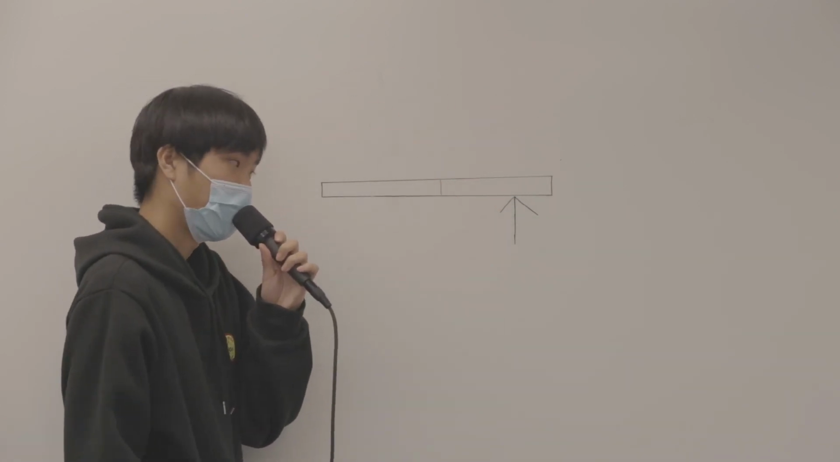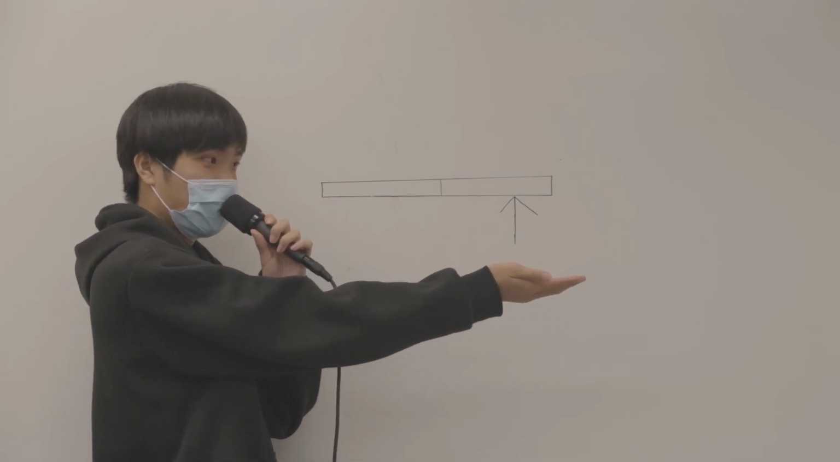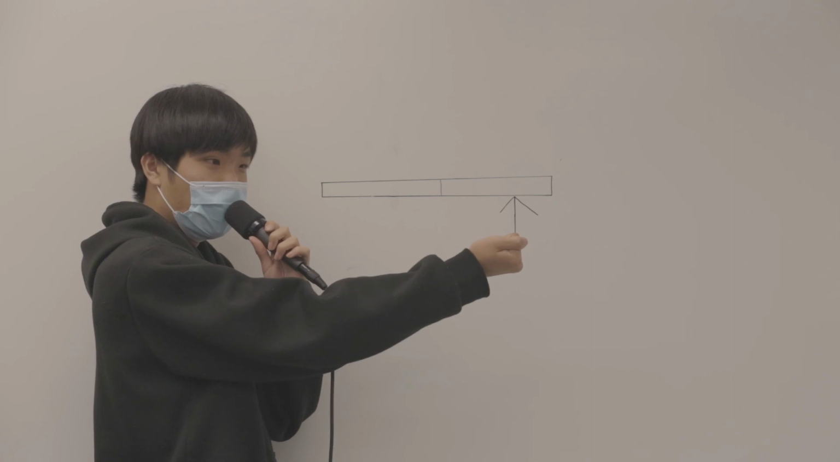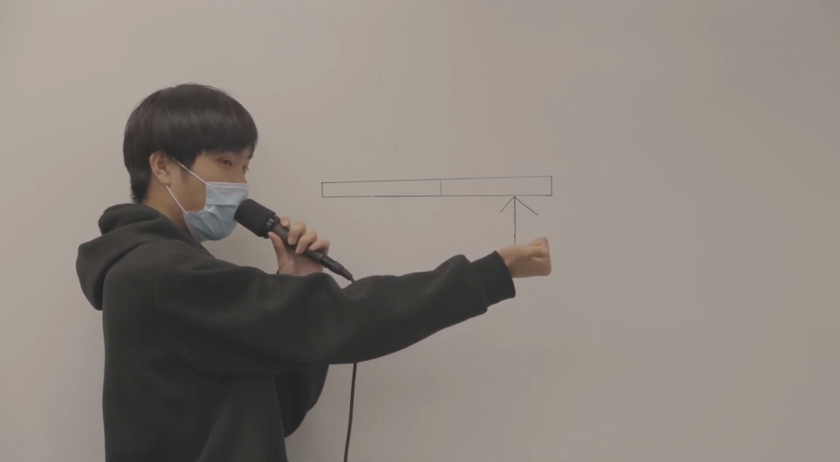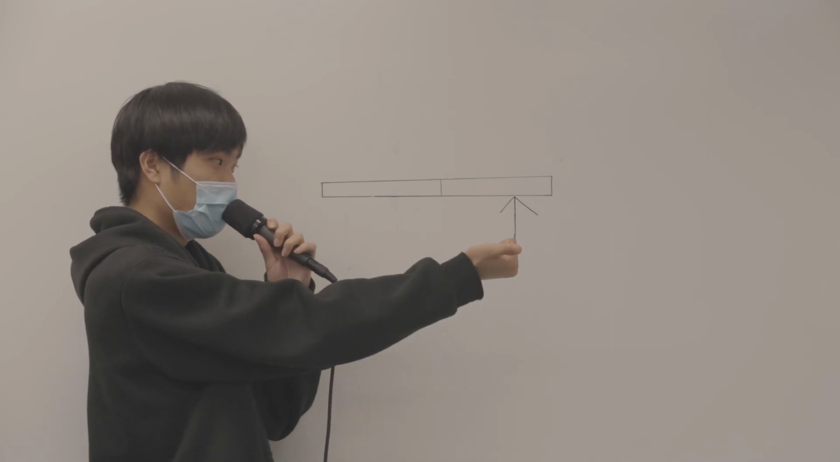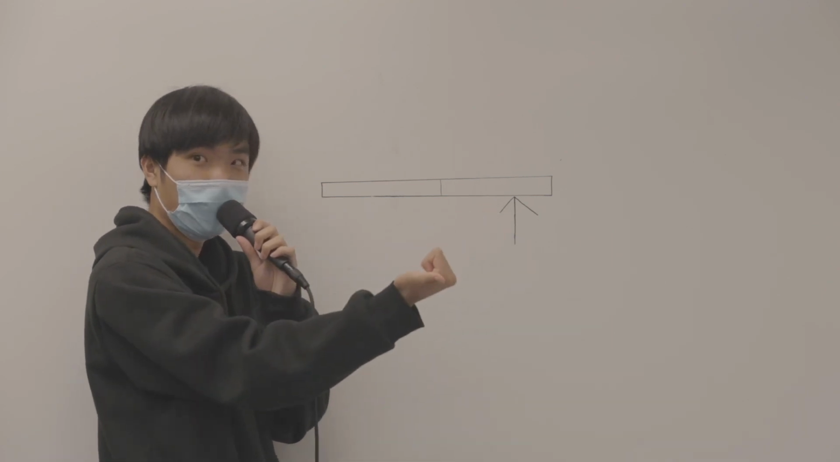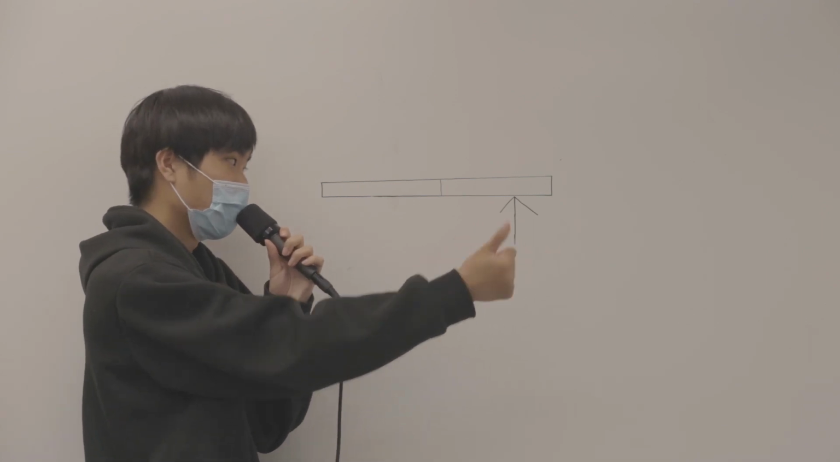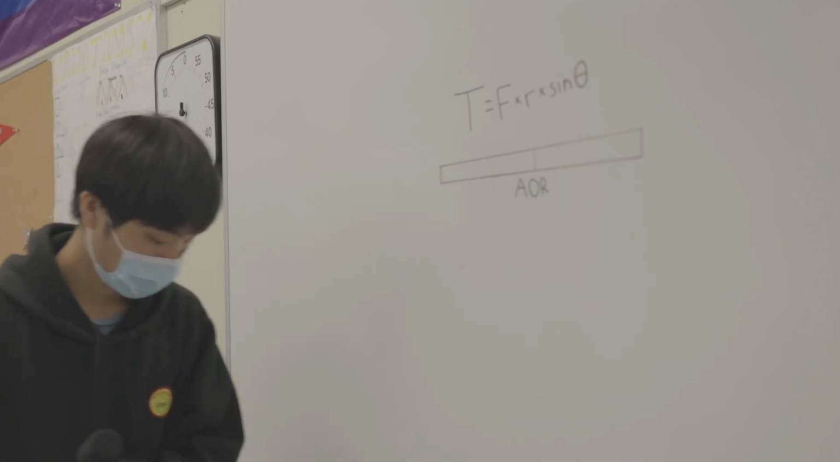So now hold out your right hand and curl your fingers in the direction of rotation. It will curl like this. And then you want to point your thumb out and straighten your thumb. Since my thumb is pointing outwards, this means torque has a positive sign. If my thumb was pointing inwards, it would be a negative sign.